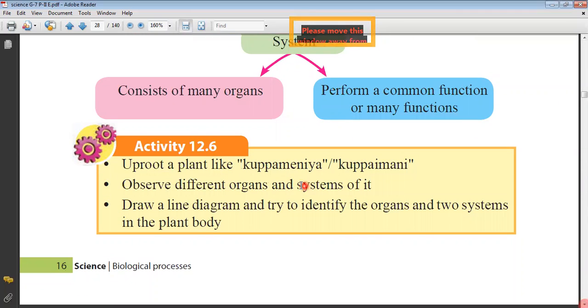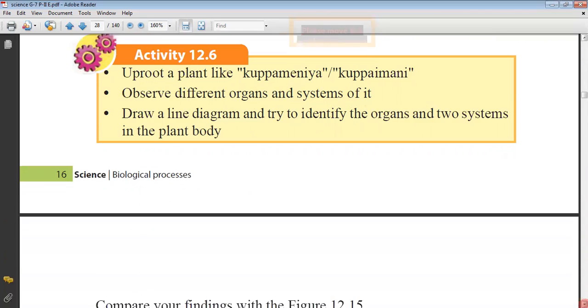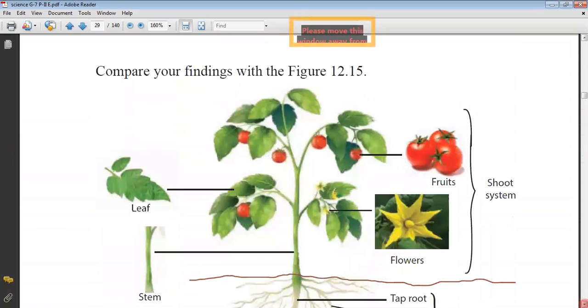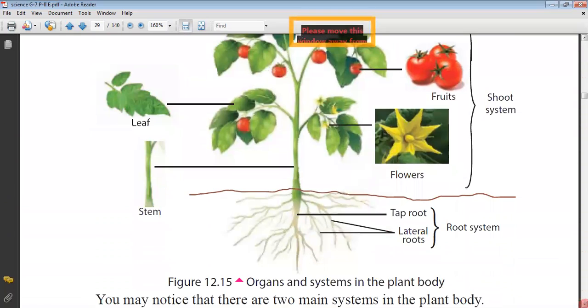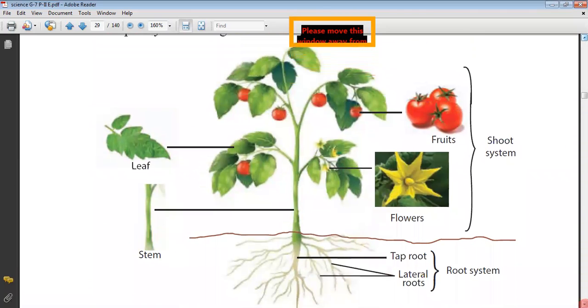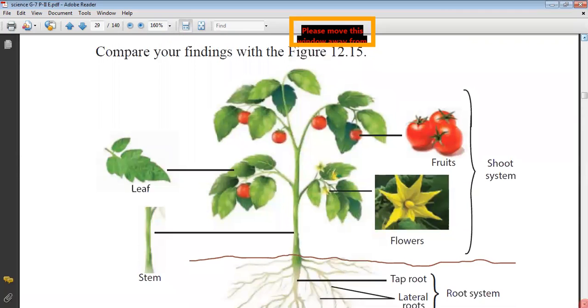Uproot a plant, like Cupamania, and observe different organs and systems of it. Draw a line diagram and try to identify the organs and two systems in the plant body. Compare your findings with figure 12.15, organs and systems in the plant body. Now we studied organs and systems in the human body. This is a representation of organs and systems in the plant body.